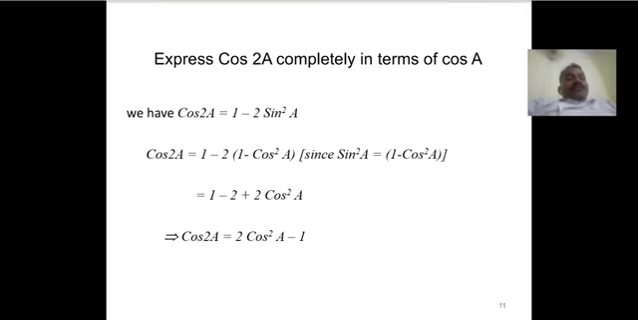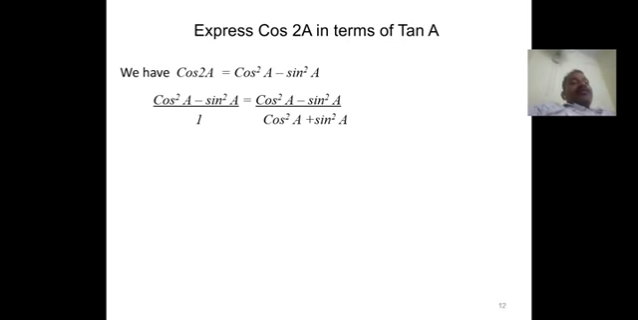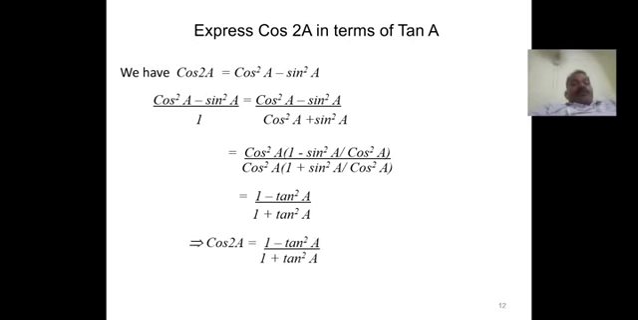Now next, in terms of tan, cos square a minus sin square a is the formula. So divided by 1, that 1 you can write as cos square a plus sin square a. Now numerator and denominator divide with cos square a, or simply take cos square a common. Then you can get 1 minus tan square by 1 plus tan square is the formula for cos 2a in terms of tan. So cos 2a is 1 minus tan square a by 1 plus tan square a.